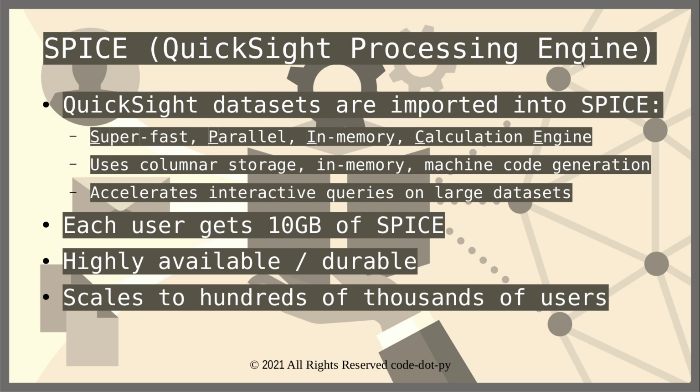Now there is something called SPICE in QuickSight. It's an engine built within QuickSight. All the data sets that need to be processed or sent to QuickSight are imported into SPICE. SPICE is a super fast, parallel, in-memory calculation engine. It uses columnar storage in memory, and it's machine code generated storage. So it accelerates interactive queries on large data sets.